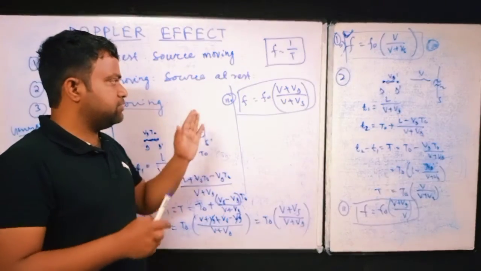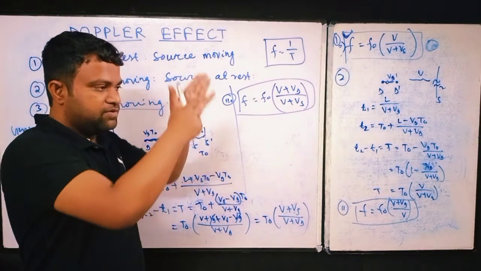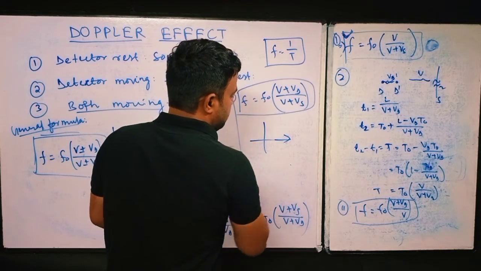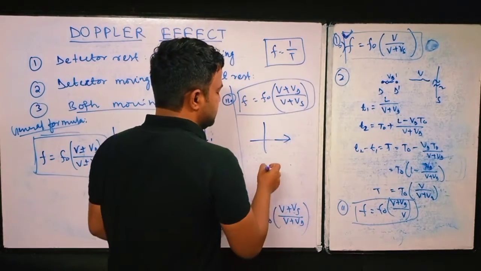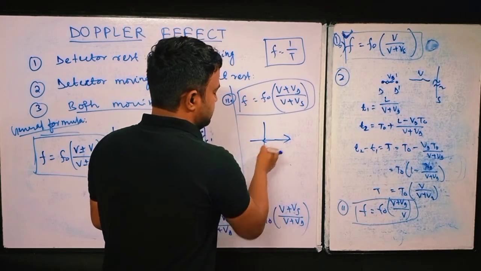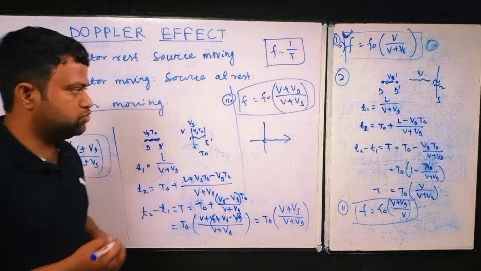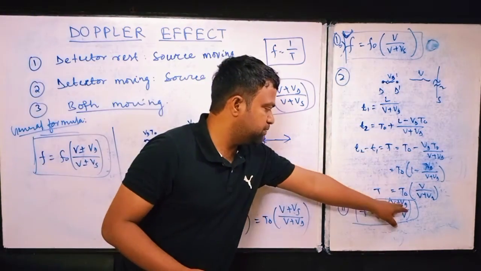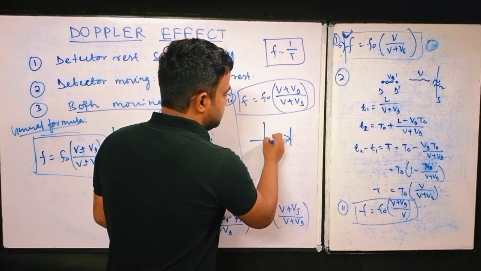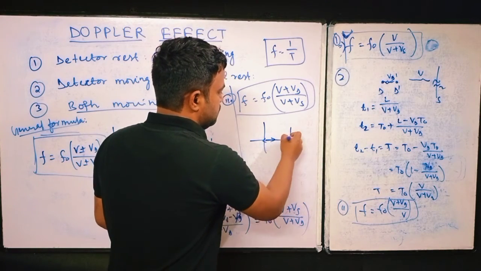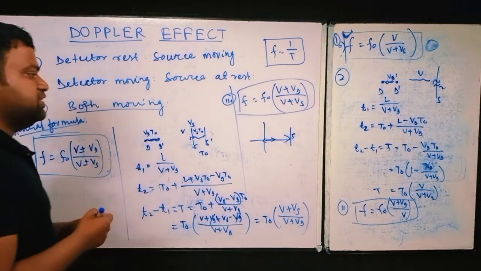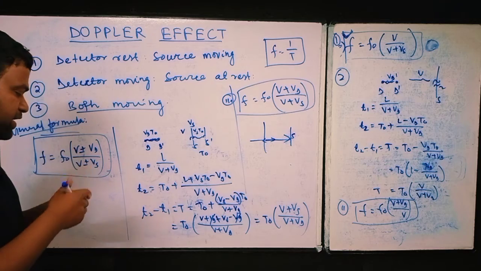So you can take a reference line: if it is moving towards the positive axis, then we'll use plus. If it is moving towards negative, then we'll use minus. So here V plus Vd means your source is here and the detector is moving towards the right side, towards the source, so we have used plus, right? In that way you can use a general idea and sign convention.